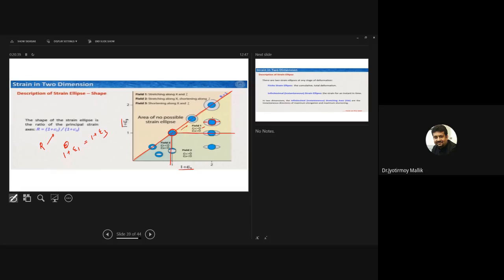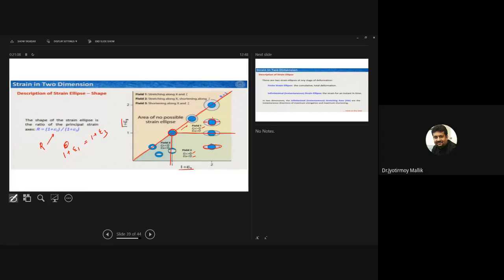Now, this line defines epsilon 1 is greater than 0, but epsilon 3 is equal to 0. Okay, so that means there is elongation only in the x direction, but there is no elongation in the y direction. Now, field 2, where epsilon 1 is greater than 0 and epsilon 3 is less than 0, that means the x direction gets enlarged, but the y direction gets shortened.